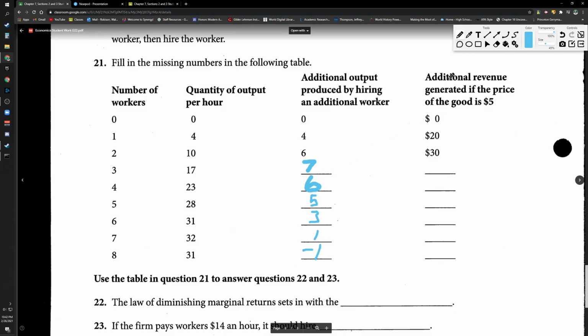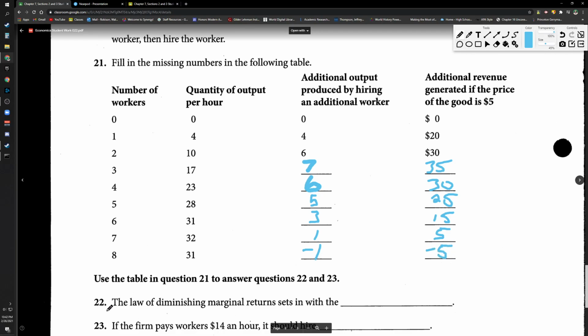Now it says additional revenue that's generated if the price of the good is $5. Okay, so 5 times 0 is 0, 5 times 4 is 20, 5 times 6 is 30. So it's 5 times 7, it's 35. So I'm just going to put that in there. Make sure you guys put the dollar sign. I'm not going to do it just for time. 5 times 6 is 30. And then this is 25. And this is 15. And this is 5. And this is negative 5.